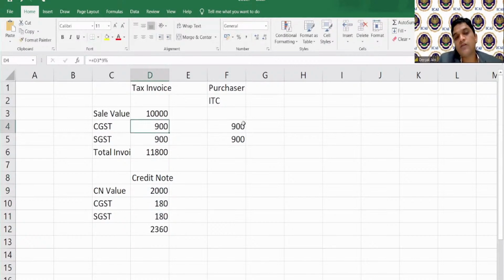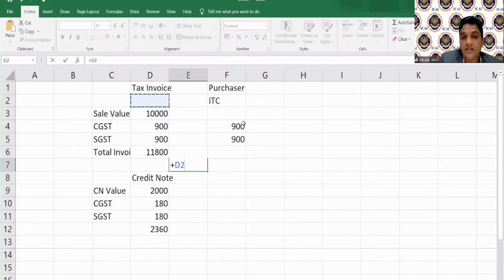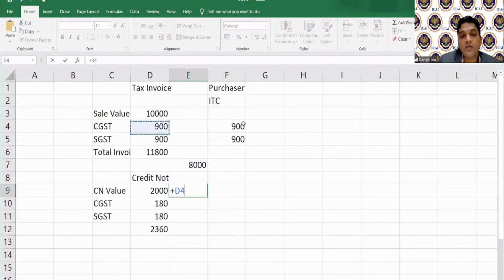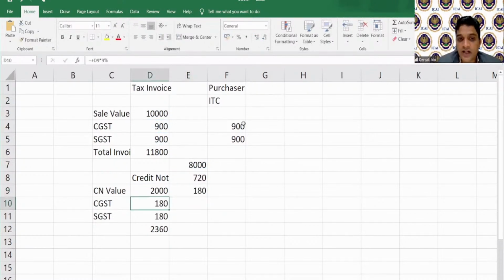Now, how much have I paid to the government? 900 of CGST, 900 of SGST. Now if I have to give him this discount, I have to get back 180, because the value of the goods effectively is 10,000 minus 2,000. On 8,000, Mr. Government Sir, I have to pay you 9%, which is 720. I have paid you 900. 900 minus 720 is 180. Correct? This 180 is what is appearing in this credit note.